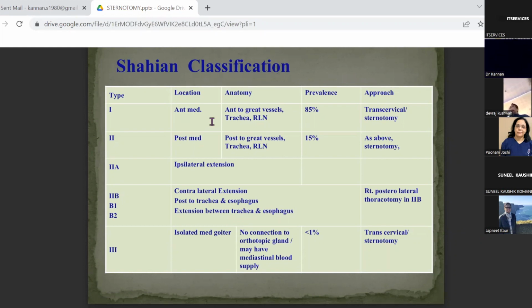If the lesion is in the posterior mediastinum, you'll have the recurrent laryngeal nerve, trachea. When you start the surgery, you'll have all the great vessels, trachea and recurrent laryngeal nerve in front of you. Most of it would need a sternotomy. The extension can go behind the esophagus, or the extension can go between the trachea and the esophagus. If it goes between the trachea and the esophagus, then it's an even more indication for a sternotomy. So type 2, type 3, be prepared for a sternotomy. Type 1, when we need to be prepared, we'll discuss as we progress.